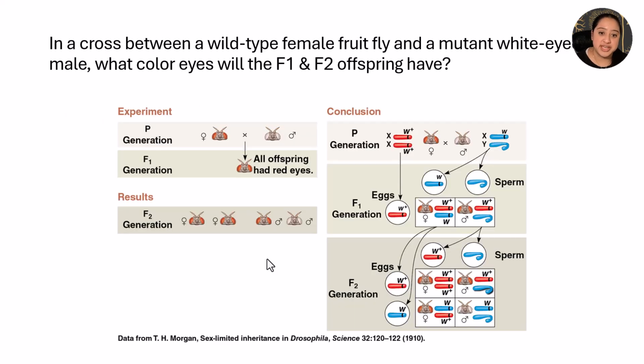So here's a visual example because it can be kind of hard to abstract. So this parental generation, the P generation, he had a female. So this is the symbol for female.